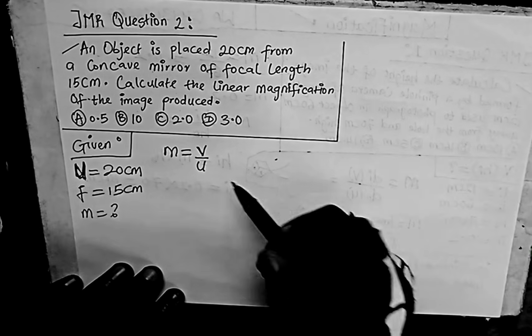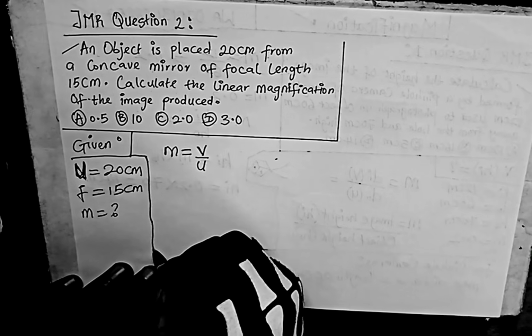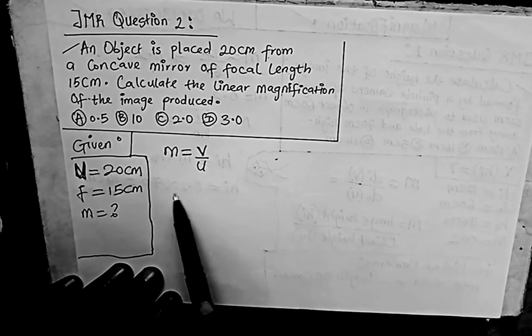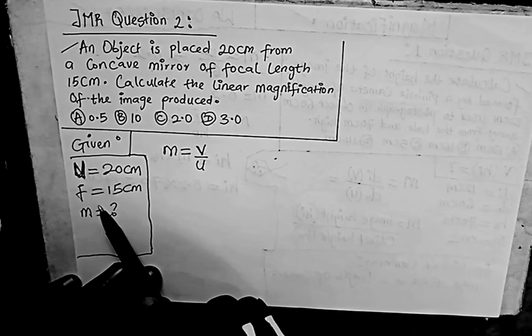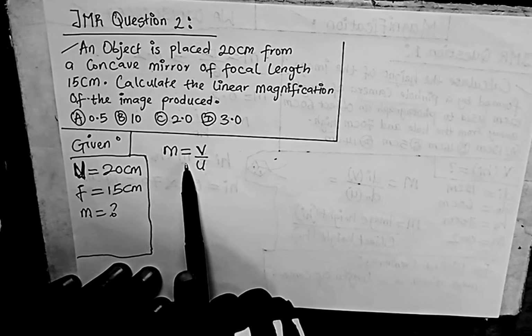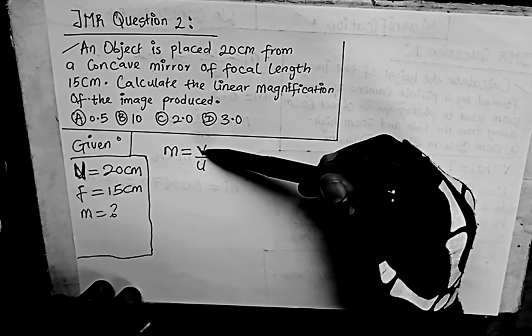So this is the magnification formula. If you look here, we don't have V, the image distance. They don't give us V, only U, which is 20 centimeters. And we want to look for magnification. That means they want us to go and find this V, which they don't give us here.